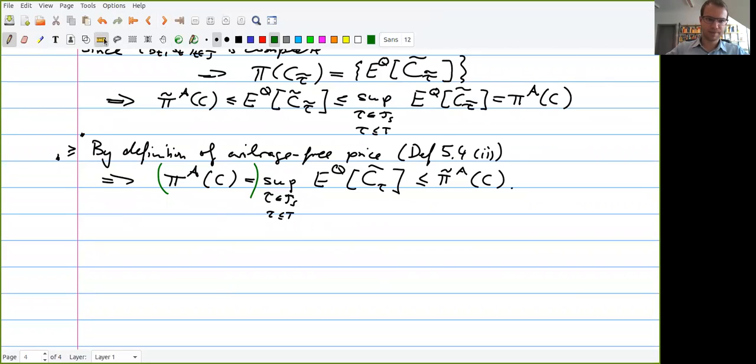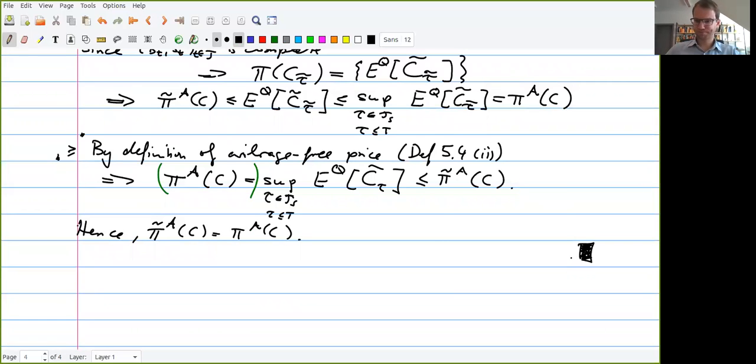So let me conclude. Hence, the price P tilde has to be equal to P. And this is what we wanted to show. So there's really, in a complete market, only one arbitrage-free price for the American option.